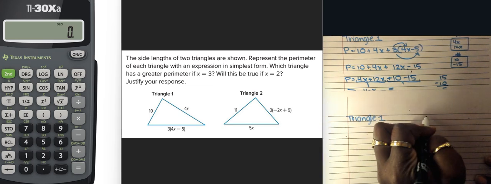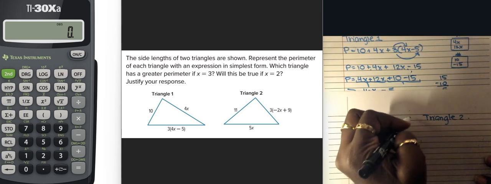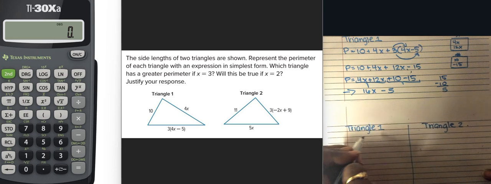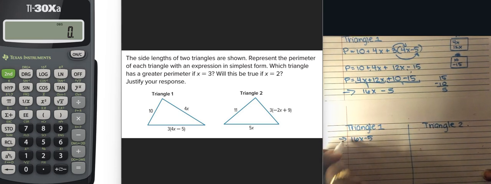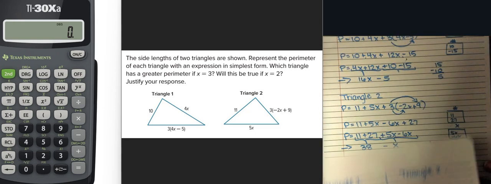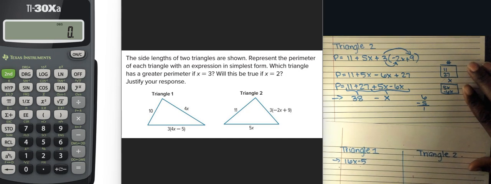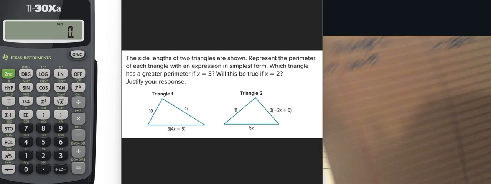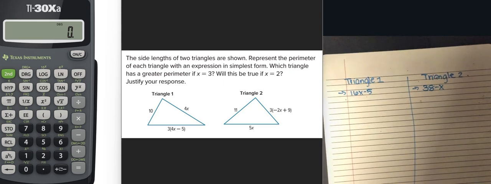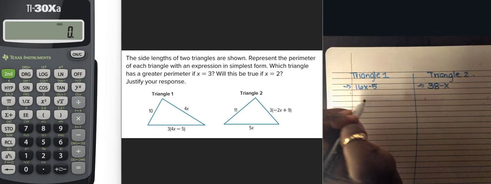Triangle 1, triangle 2. Our expression for triangle 1 is going to be 16x minus 5. This is our simplified expression. And the expression for triangle 2 is going to be 38 minus x. So our simplified version is 38 minus x. All right, so what are they asking? They're saying if x is equal to 3, which triangle has the greatest perimeter?